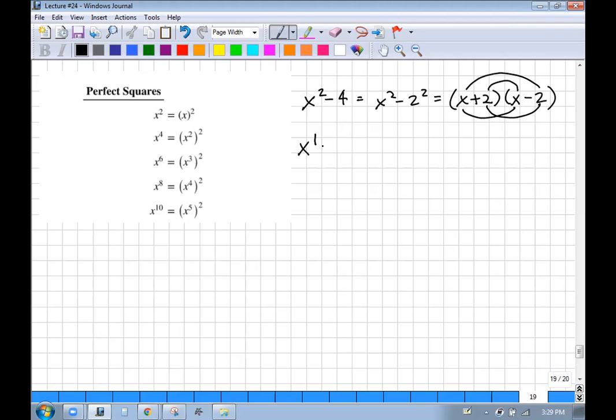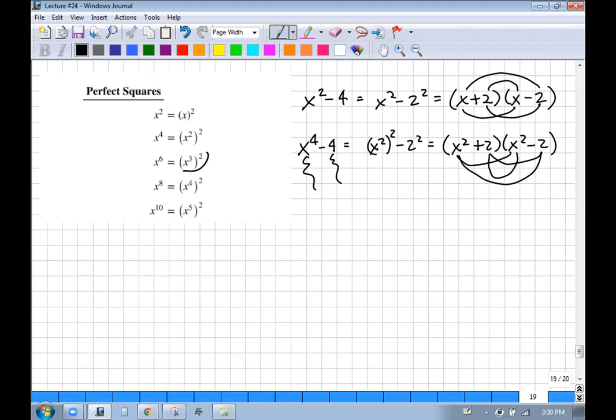What if I had x to the 4th minus 4? Well, x to the 4th is x squared squared. So this would be x squared plus 2 times x squared minus 2. You see, I get the x to the 4th and I get my minus 4. But I got a positive 2x squared and a negative 2x squared, so that middle term cancels. So it doesn't just have to be x squared, you could have x to the 4th or even x to the 6th. That would be x cubed squared, x cubed times x cubed. You got six total x's, okay?